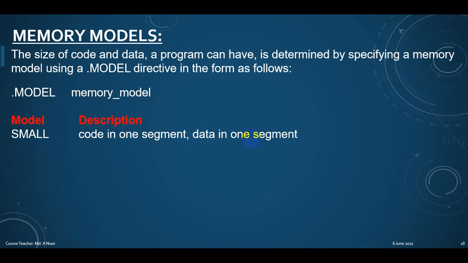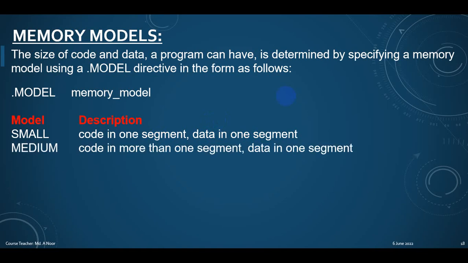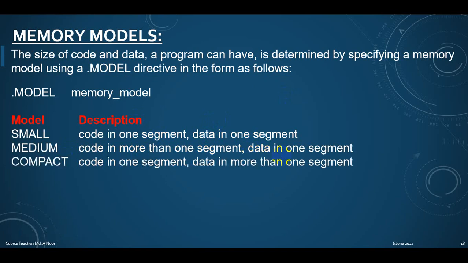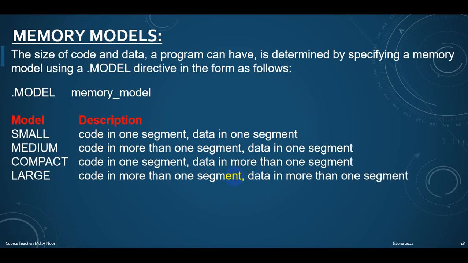As you recall, for every program, 4 segments are allocated: code segment, data segment, stack segment, and extra segment, right? So in a small model, code is in one segment, data in another segment. In a medium model, code in more than one segment, data in one segment. Compact, code in one segment, data in more than one segment. Large, code in more than one segment, data in more than one segment. That's a large model, and no array larger than 64 kilobytes.